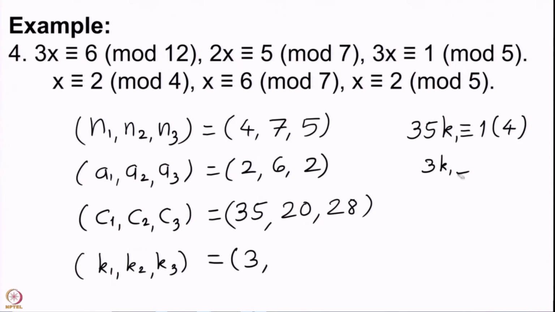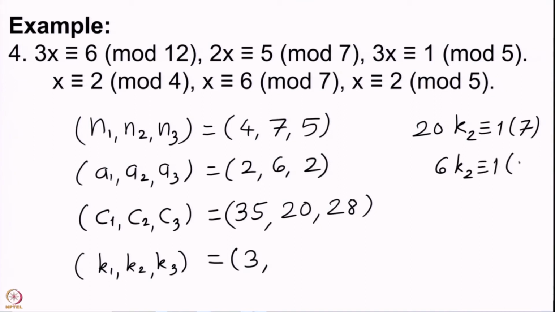We next go and compute K2. K2 should have the property that 20 K2 should be congruent to 1 mod 7. 20 is 6, so 6 K2 should be congruent to 1 mod 7, and that then says that K2 is 6 modulo 7, because 6 into 6 is 36, which is 1 mod 7.